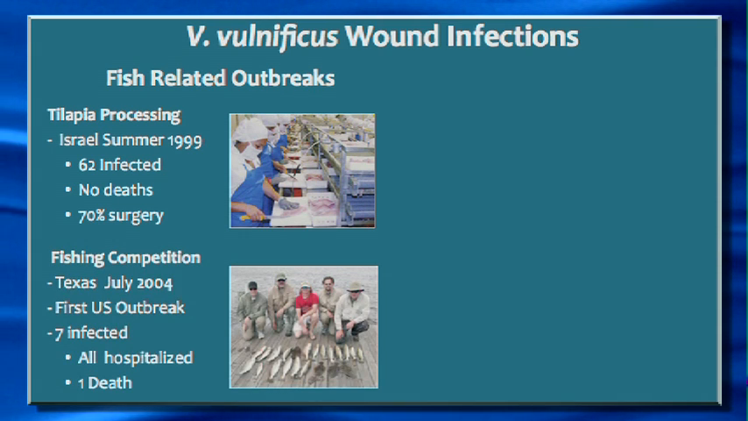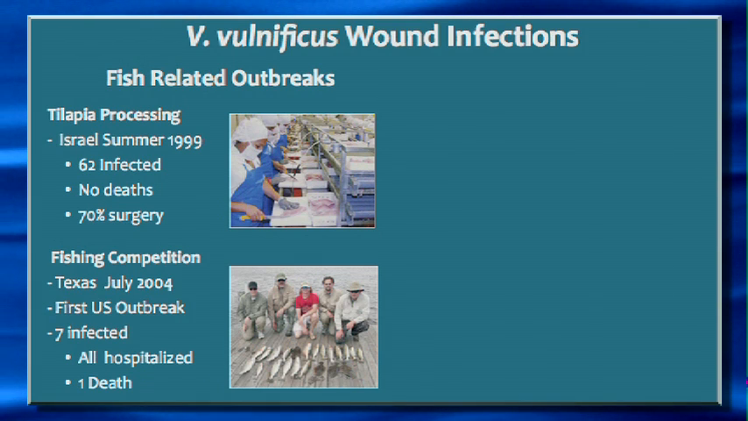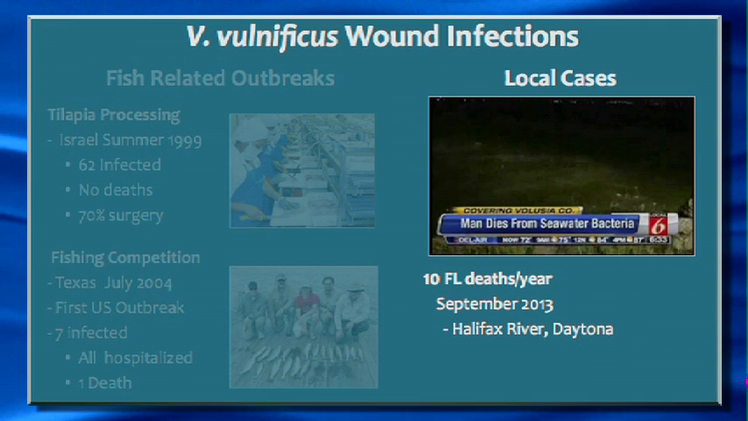Here in the United States, we haven't had any major outbreaks of that standard, but the only one that we've had was in Texas in July of 2004, and this was from a fishing competition. There were 7 people that were infected, all from handling fish in the same area. Here in Florida, we haven't had any outbreaks per se. We usually have about 10 deaths a year in our state from this bacteria, Vibrio vulnificus.